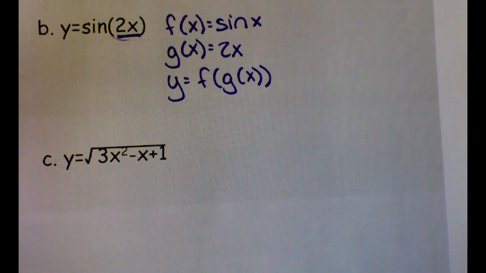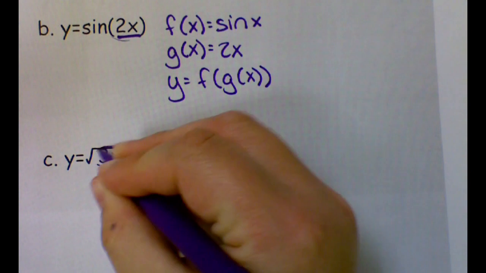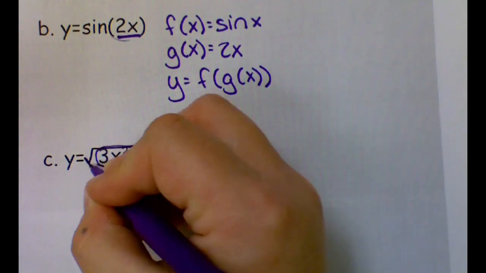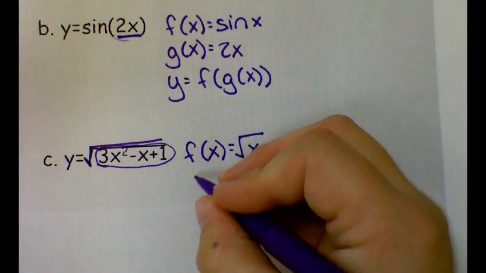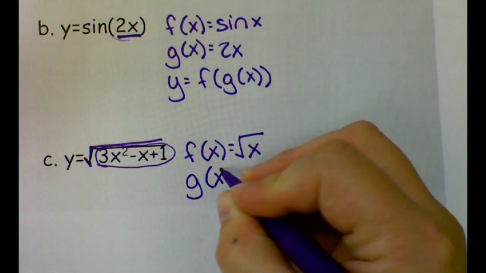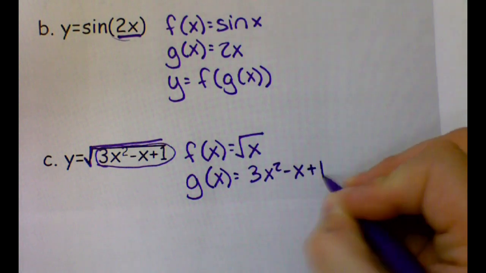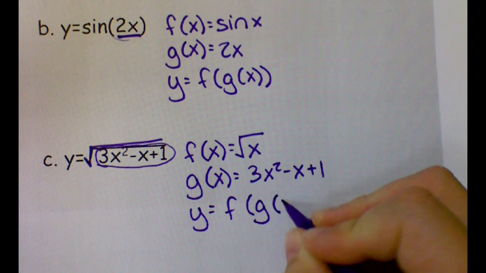For c, I have y equals the square root of 3x squared minus x plus 1. Well, my outer function is just what's outside, the square root of x. Don't forget the x there. And my inner function, g of x, is that stuff inside, 3x squared minus x plus 1. So I rewrote my function as f of g of x.